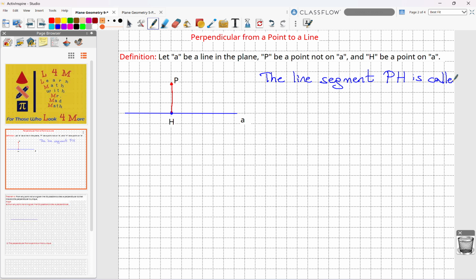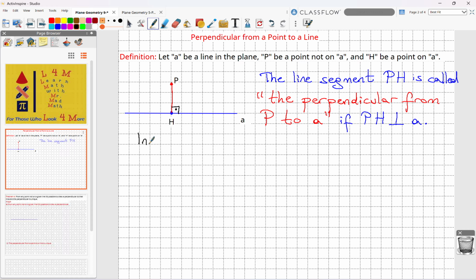the perpendicular from point P to the line A if PH, the line PH, you can think about the line PH, or you can just think about the line segment PH, is perpendicular to the line A. Okay, so if you see that PH is perpendicular to the line A, we say that PH, the line segment PH, is the perpendicular from point P to the line A.